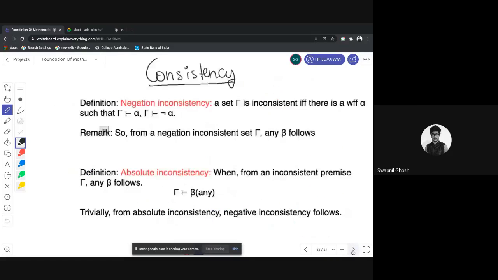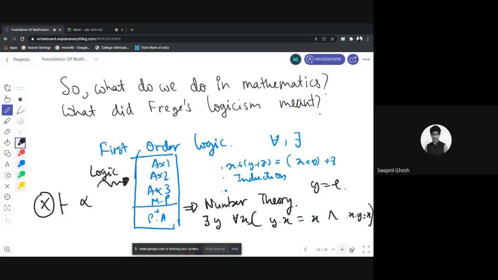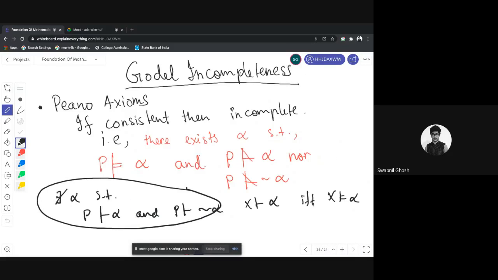So this is a common point of confusion. What it says is that we will get a formula alpha which is true, but we'll never be able to prove it in the system of Peano arithmetic.